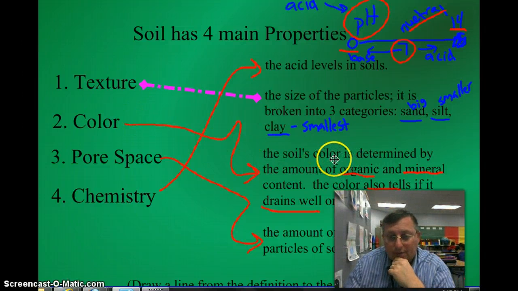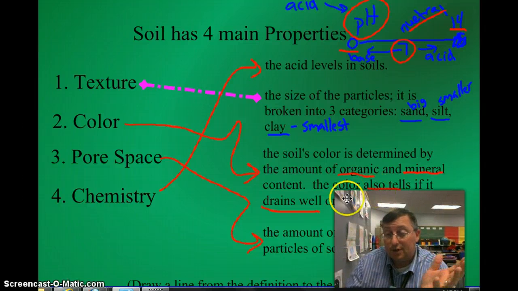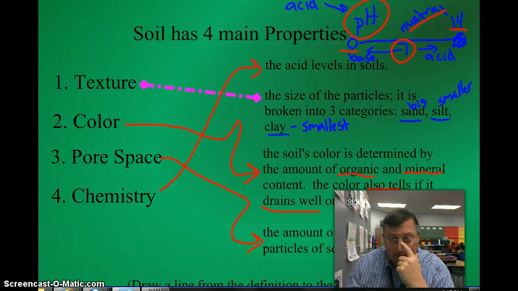Color, if it's darker, it lets you know that it's organic. If it's lighter, it's not so much organic. Color also tells you if it drains well or not. Pore space, that's how much air is in between the particles. More pore space, water can drain through it. Less pore space, water can't drain through it.